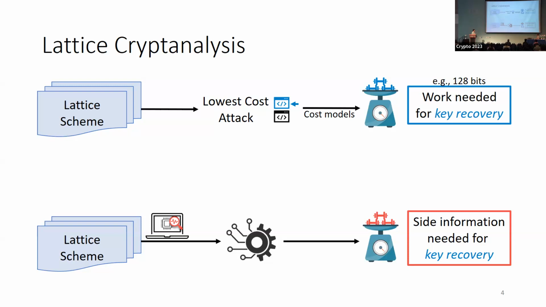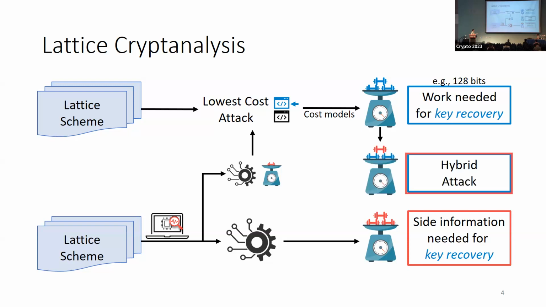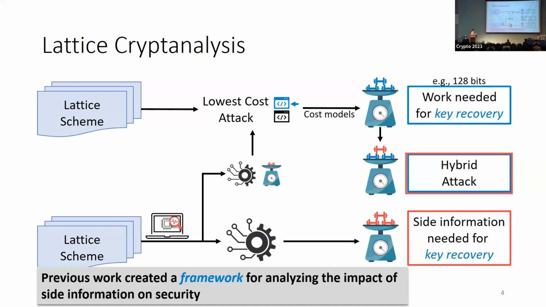And so this work is concerned with combining both of these things. So, say you actually have some amount of partial leakage. It's not quite enough for actually doing your key recovery, but our goal here is to create a hybrid attack that introduces this information into your actual lattice reduction or other types of attacks. And so there was some prior work that created a framework for analyzing this exact impact of side information on security.